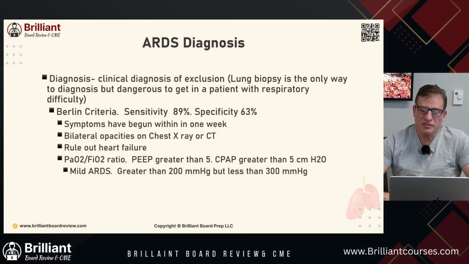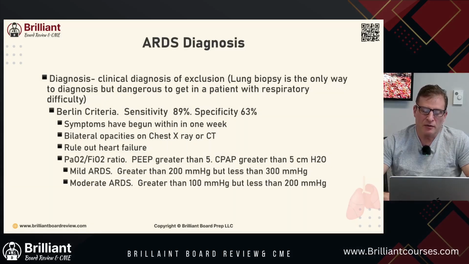So the importance of these is that the mild, moderate, and severe categories give you a prognosis of how the patient is going to do. Mild ARDS is going to have a PO2/FiO2 ratio greater than 200 millimeters of mercury but less than 300. The severe is less than 100. The purpose of this is to show your increased morbidity and mortality.